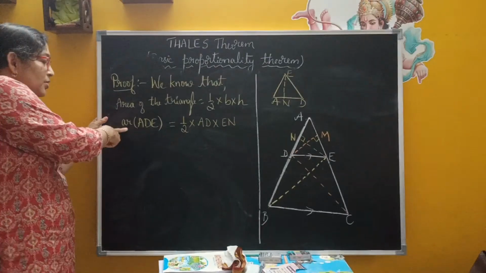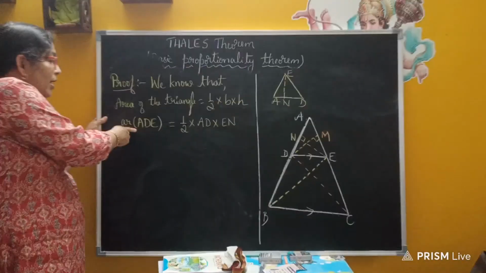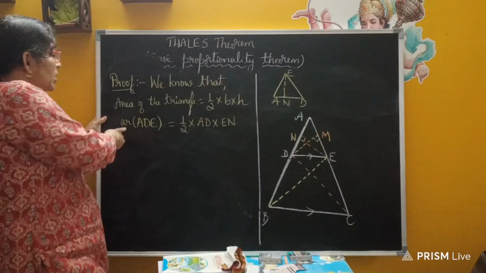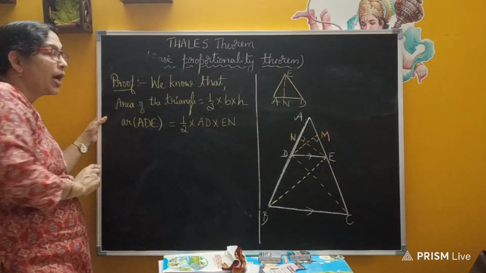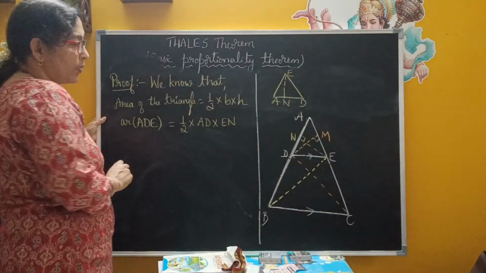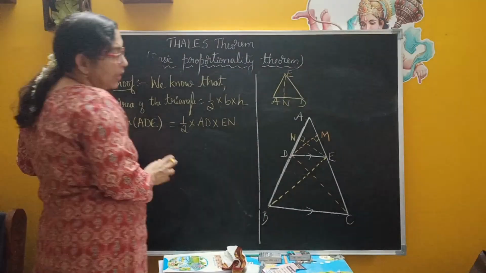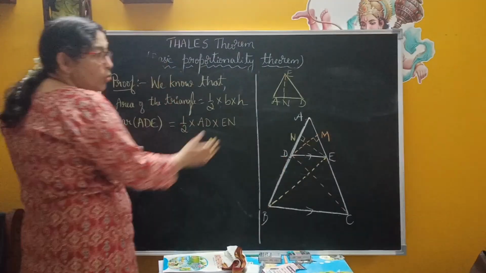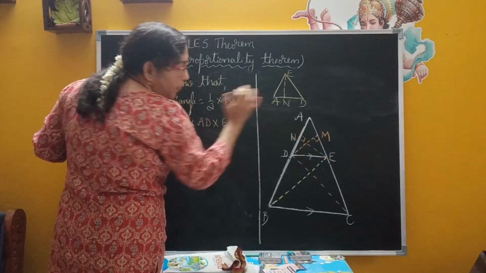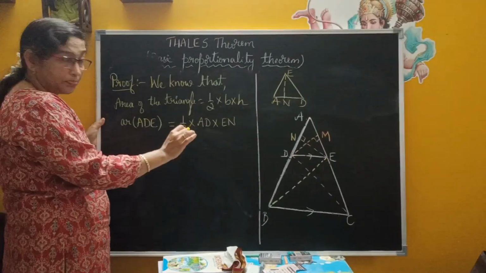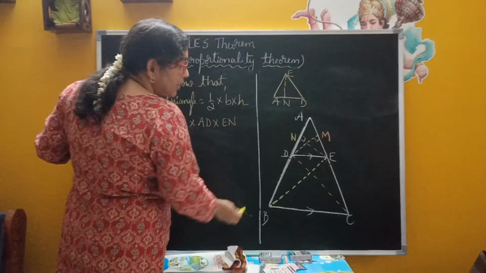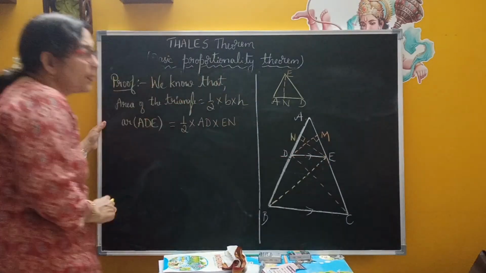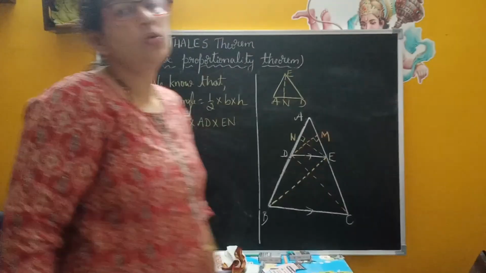You have learned this area representation in 9th standard. So area of ADE is equal to half into AD into EN. Now let me take the same sided triangle, one more. There also we need to get EN as the perpendicular. We should get a common height. So which is the other triangle? I will take the triangle BDE, this one. I will draw and show you now how you get.